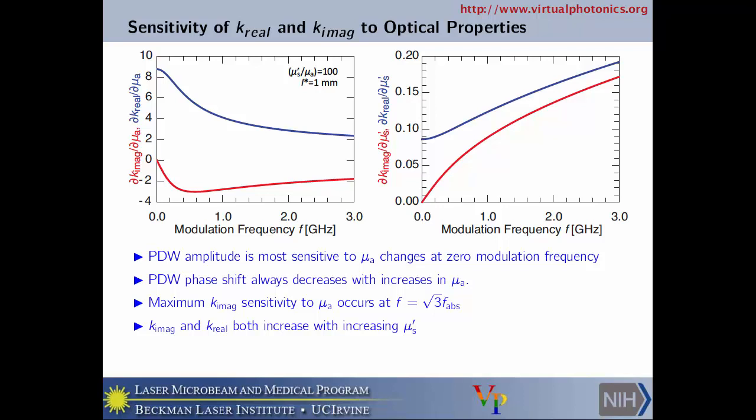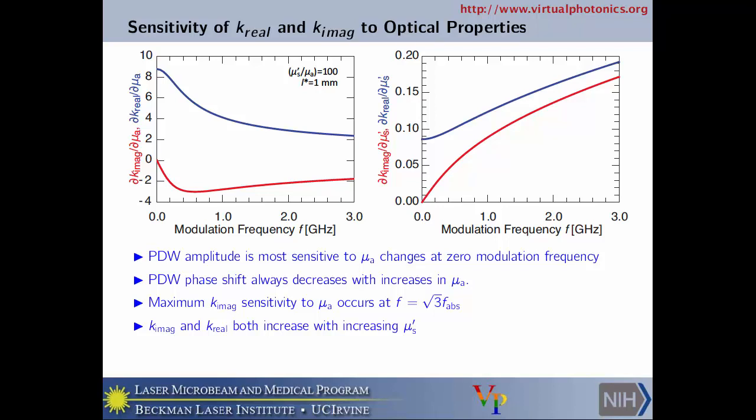You see also that your accumulation of phase drops. So your derivative of K imaginary with respect to absorption is negative, which means that at increased absorption, you're going to accumulate less phase. And the peak sensitivity to absorption relative to your phase measurements occurs at a frequency that is roughly comparable to the absorption relaxation frequency.